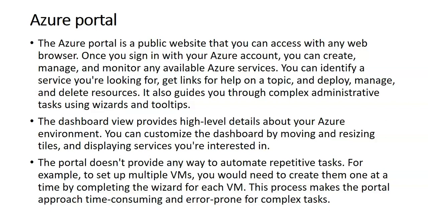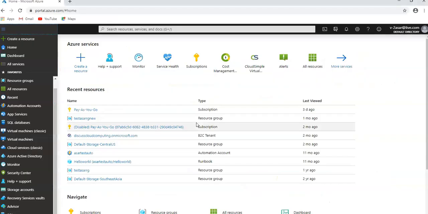The dashboard view provides high-level details about the Azure environment. The portal doesn't provide any way to automate a repetitive task. For example, to set up multiple VMs, you would need to create them one at a time by completing the wizard for each VM. If you want to automate it, you will use the Azure deployment through ARM template.